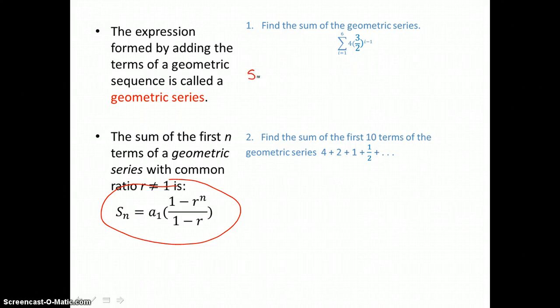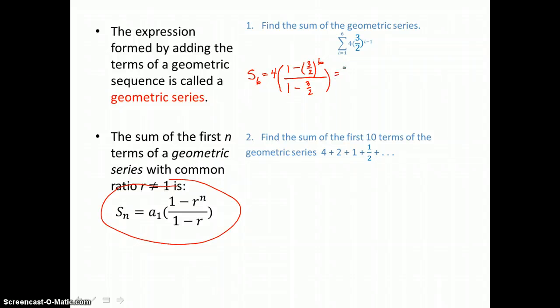So the sum of these 6 terms is equal to the first term, which we can find by letting i equal 1. 1 minus 1 is 0. Anything to the 0 power is 1, and 1 times 4 is 4. So we get a first term of 4. Our common ratio is 3/2. It's 3/2 that's raised to the i minus 1 power. So in our formula for the sum, we'll put 3/2 and raise it to the 6th power. That's how many terms we're summing. And in the denominator, 1 minus that common ratio of 3/2.